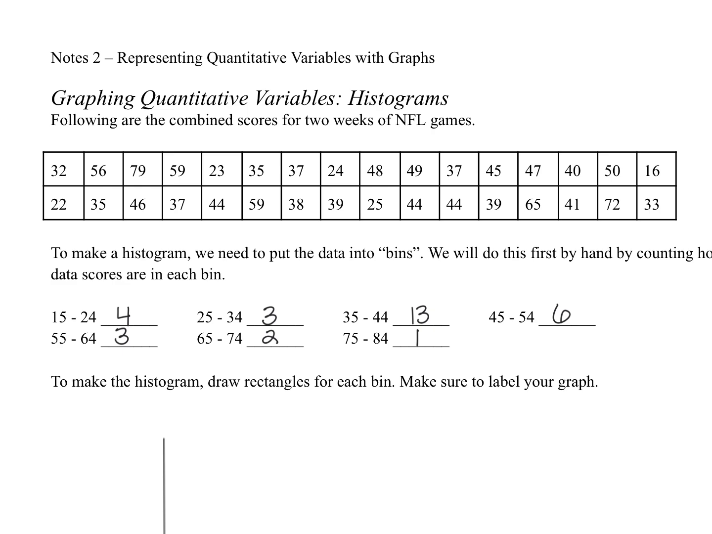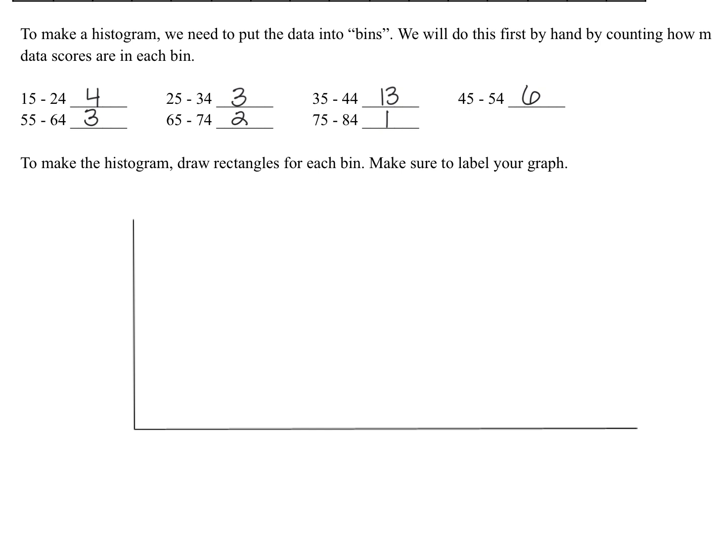Now we can go about making our histogram. Just like any graph, it does need a title. So I'm going to make my title NFL scores. Similar to a bar graph, the y-axis is going to be the count. And then in this case, my x-axis is going to be my scores. My largest number in a bin is 13. So I need to make sure my y-axis goes up to at least 13. And I'm going to go up by 2s. I'm going to go up to 14.